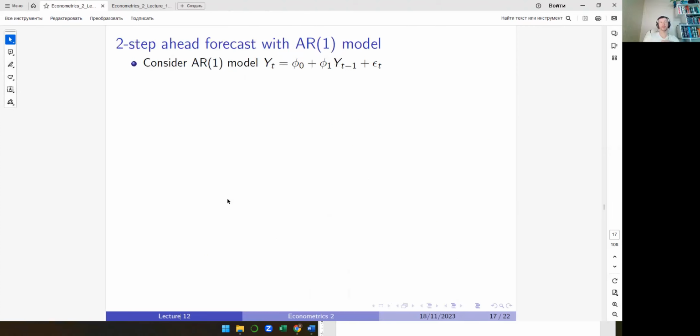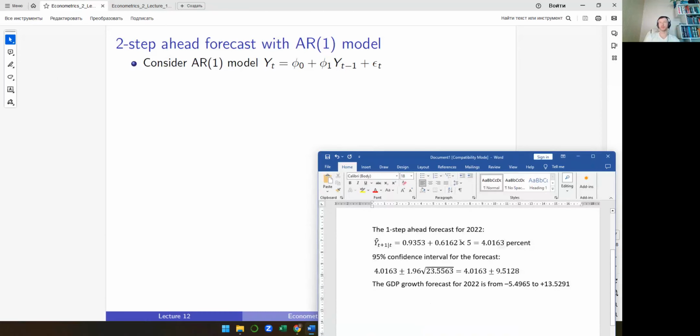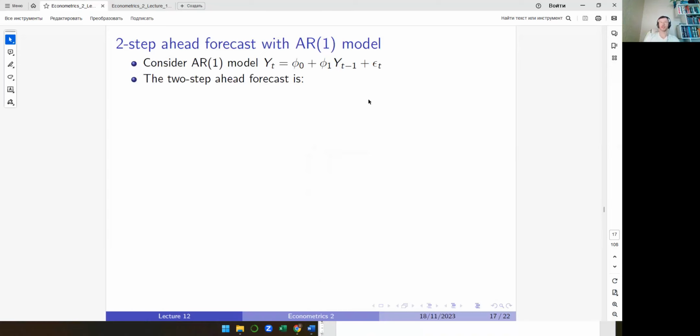Fine. Two-step ahead forecast. If you wanted to build the forecast in 2021 for 2023, what is going to be the two-step ahead forecast? The logic is the same. Y star t plus 2 given t is going to be the expected value of yt plus 2 given yt. So basically, what is the model for yt plus 2?